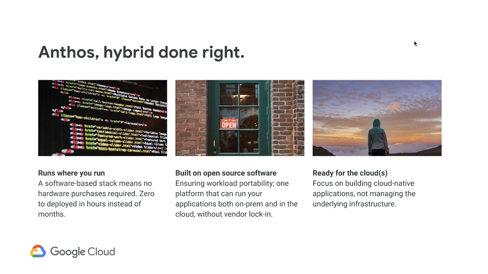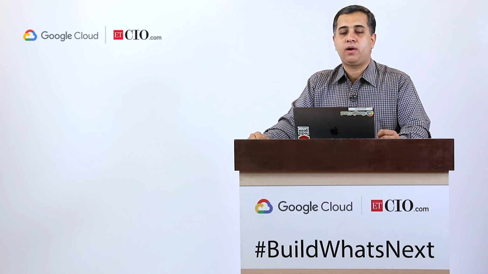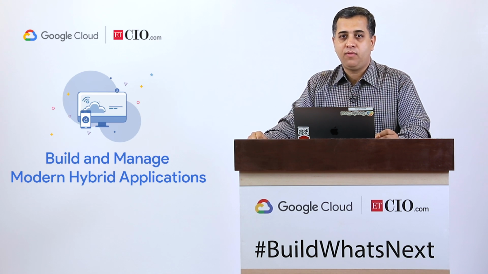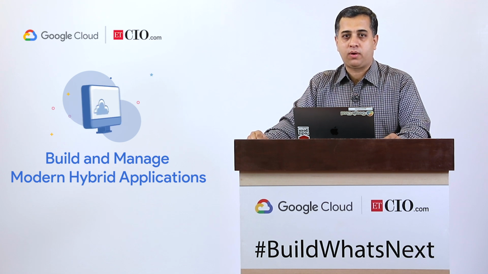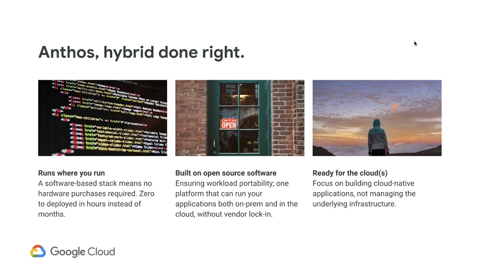It is built on open source, which essentially means that users or developers or organizations are not tied to a particular cloud provider, which has been a big problem for organizations to adopt cloud. And with Kubernetes, Istio, Knative, all of them open source, that problem goes away. It is ready for cloud. Anthos helps you build applications without worrying about what is underlying infrastructure. It is really the way cloud native applications should be built. And this is how Google built its own applications.